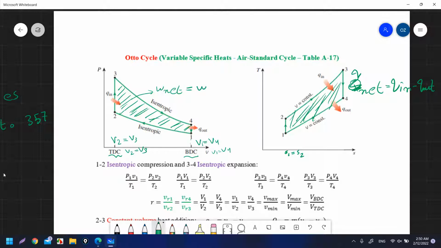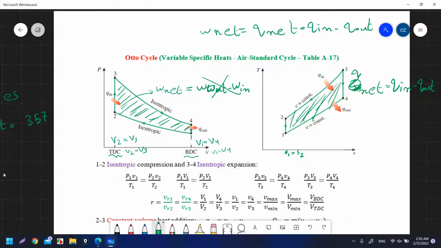Q net equal to Qn minus Q out, and work net is equal to W out minus Wn. Okay, we usually don't use this equation, and we say that W net, now I'm writing in specific per unit mass, W net equal to Q net. So W net is equal to Qn minus Q out.